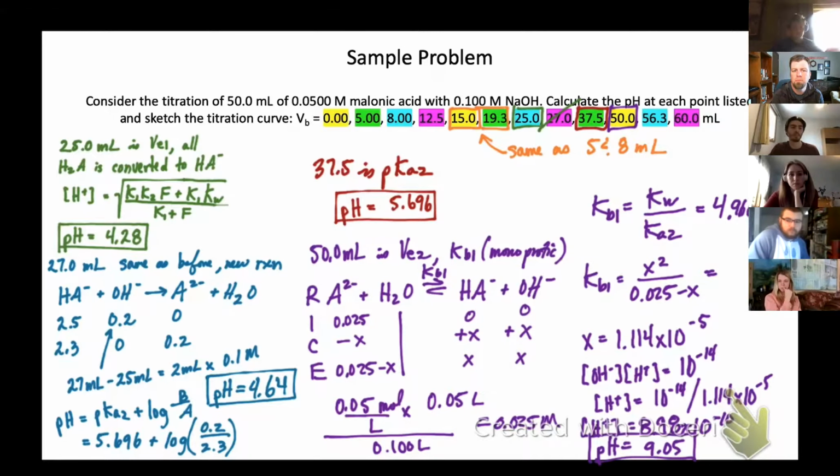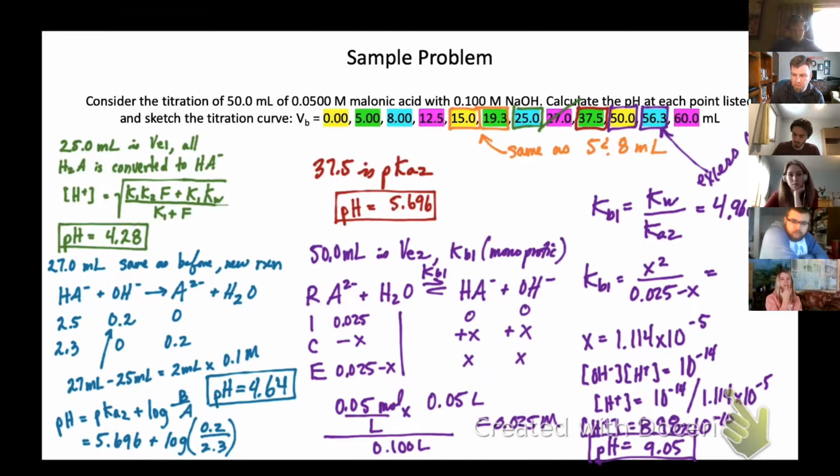Basically, the pH is determined by the excess hydroxide concentration. And so it's just whatever the concentration of excess hydroxide that you have, that's going to determine your pH.